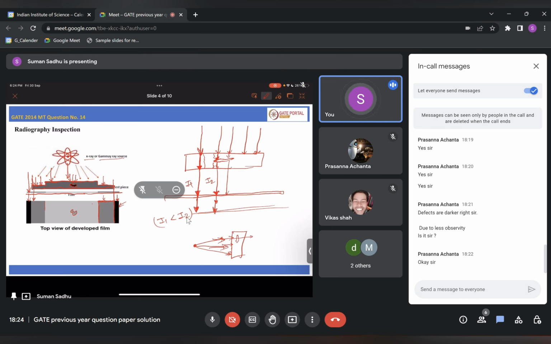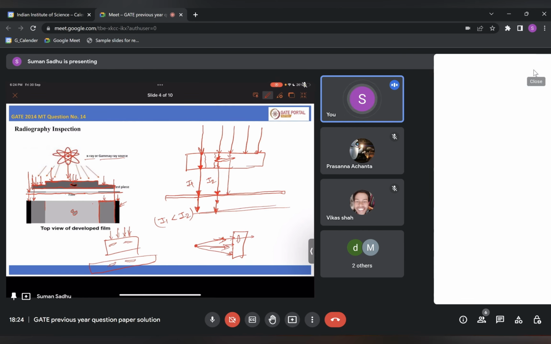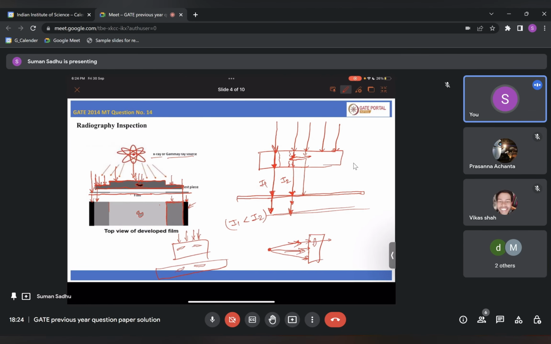If you have multiple cracks, let's say this is your sample, one crack is here, one crack is here. Now if you do the radiographic inspection, then you will find in this field one black region here, one black region here, depending on the location of your crack. So this process is helpful to identify the internal crack. So is this clear?